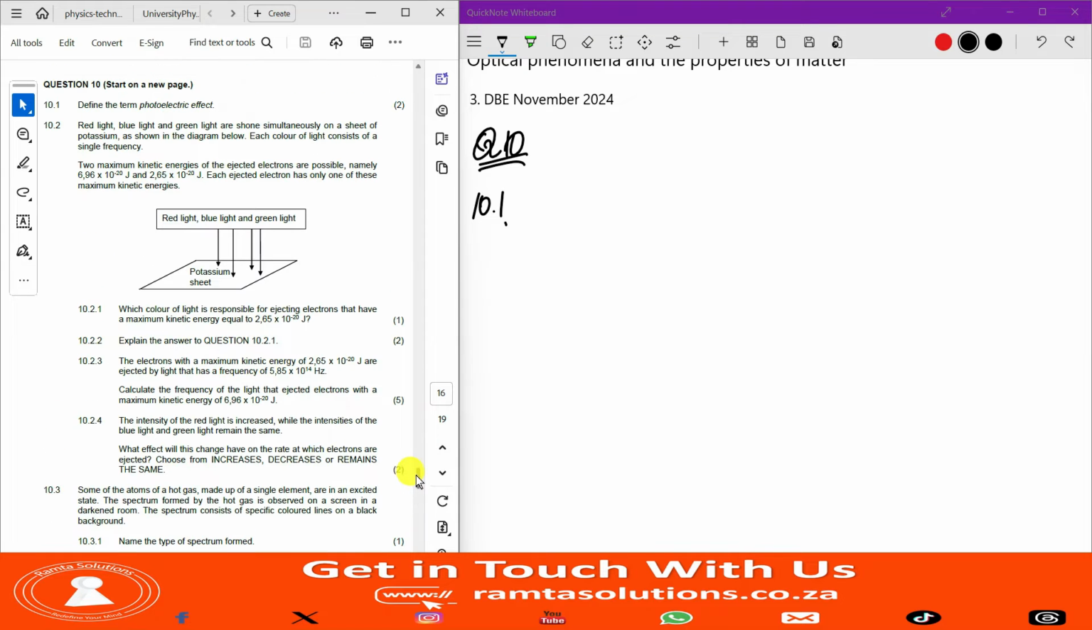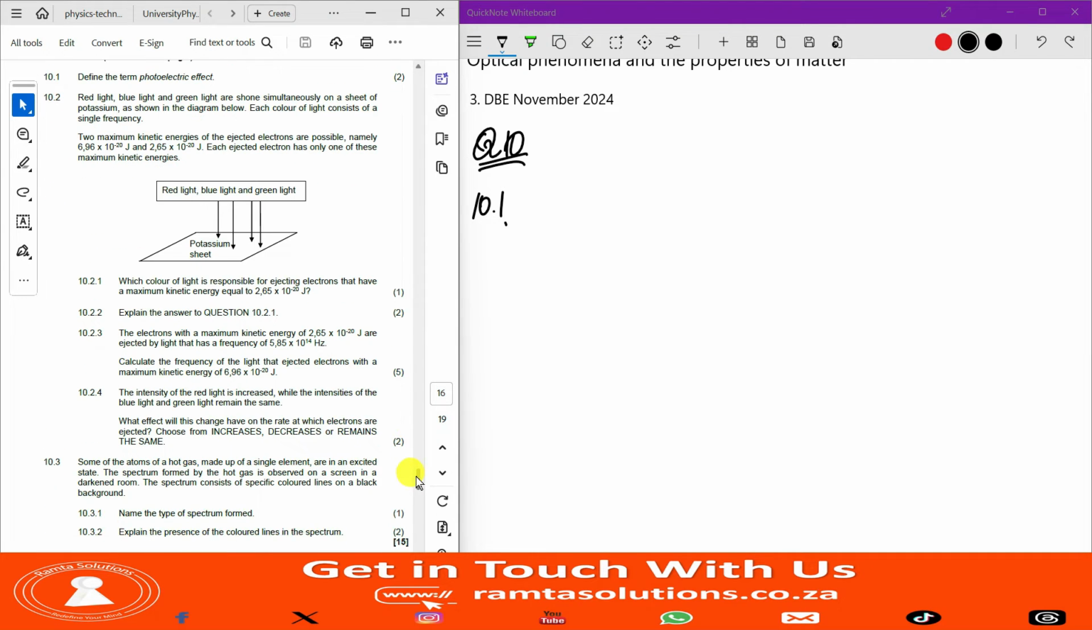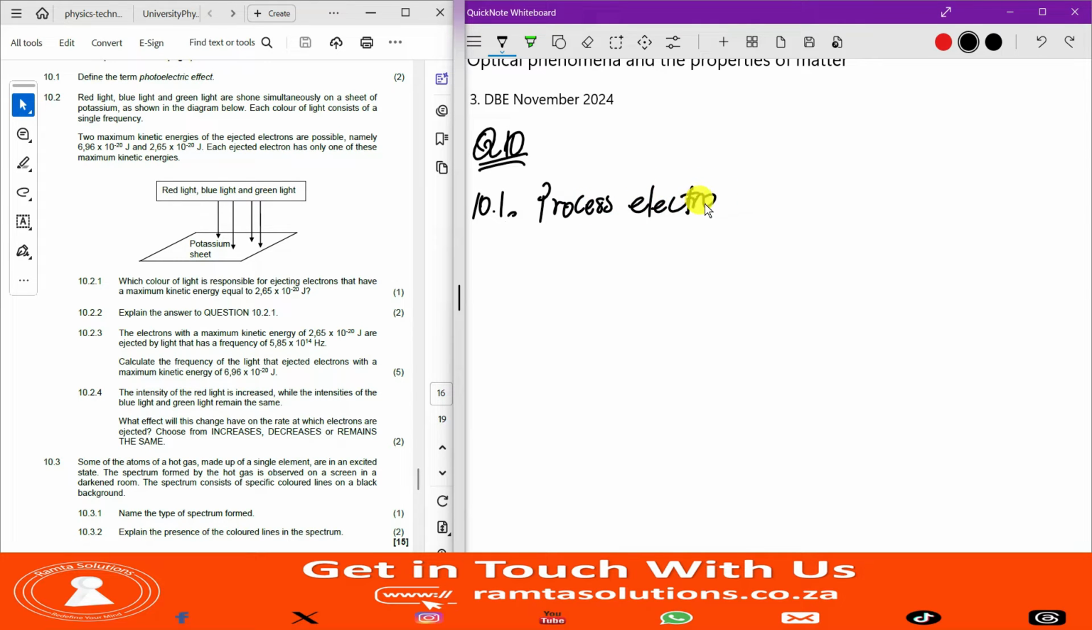Right, let's go. Question 1: Define the term photoelectric effect. It is the process whereby electrons are ejected from a metal surface when light of a suitable frequency is incident on that metal surface. But I'm going to write it.